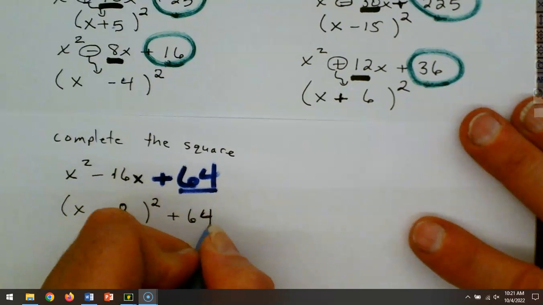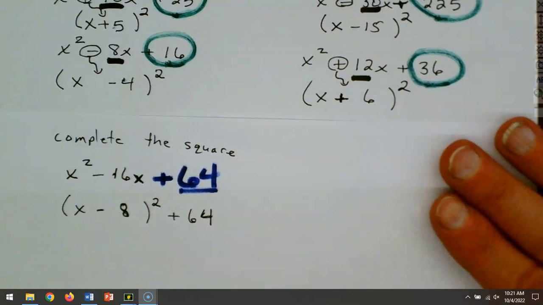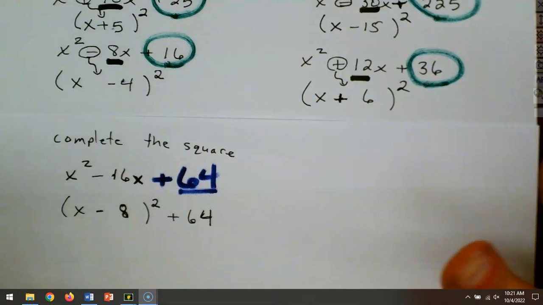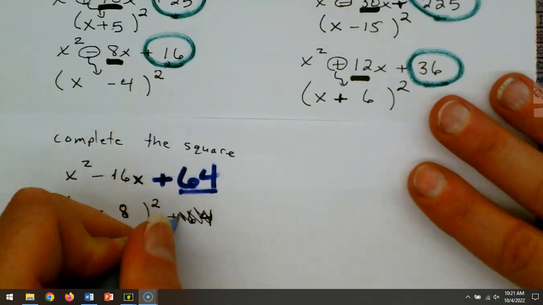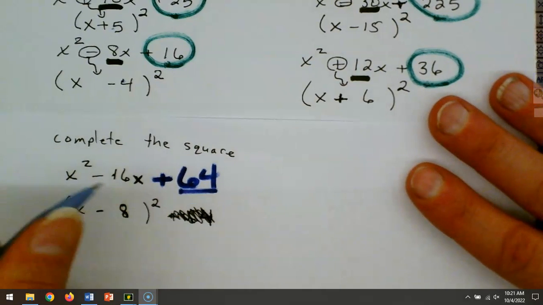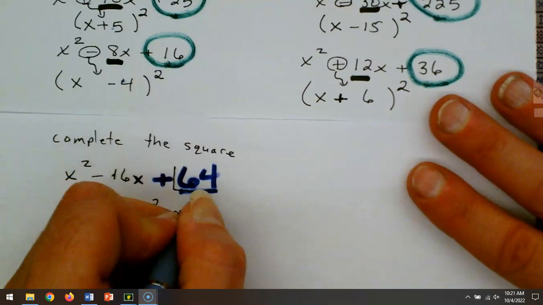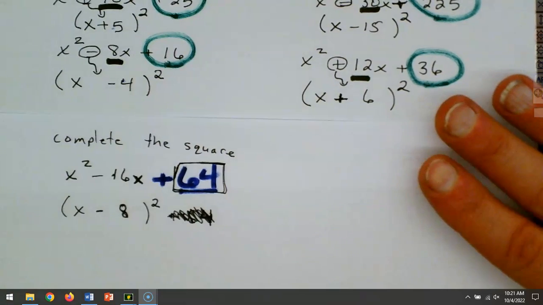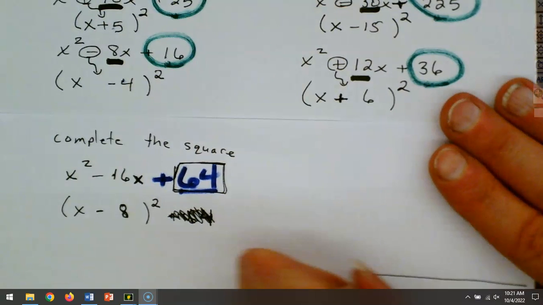to make it factor, so I had to preserve that. Let me make sure we'll put that in later. But you're going to have to keep track of that. Just so we don't get confused, you're going to have to keep track of that 64. Always keep track of that. Let's try another one.